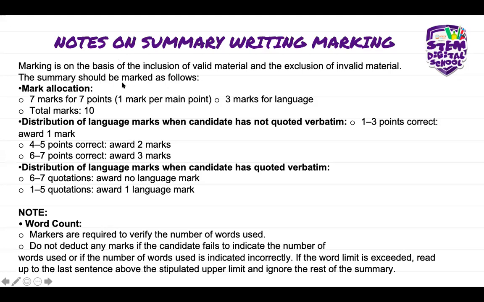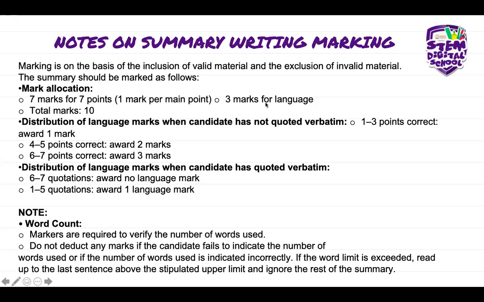Again, this is standard for home language, guys. Even when you go up to matric, this is what we will look for. So 7 marks for 7 points, 1 mark per point. And then we'll give you 3 marks for language, and the summary is out of 10. Can you see that? So if you've got no language mistakes and your punctuation is all in the correct places, guys, you will get your 3 marks.